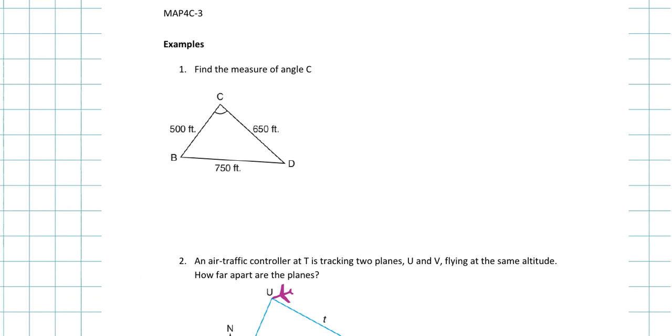So find the measure of angle C. What is given to me in this case? All sides. So that's the second case, right? In this case, I'm asked to find angle C, so I'm going to have to use cos C equals a squared plus b squared minus c squared over 2ab. All I have to do here is plug in my numbers.